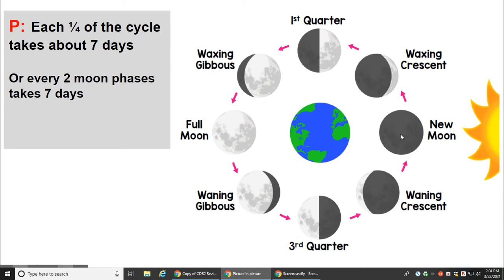If you're not on one of those major phases, new moon, first quarter, full moon, third quarter, and say you're on a waxing crescent, if you're on crescents or gibbouses, you just have to count 2 moon phases and that would be a week. So if I'm a waxing crescent, I count 1, 2. In 1 week, I'll be a waxing gibbous. If I'm a waxing gibbous, I can count 1, 2. And in a week, I'll be a waning gibbous.